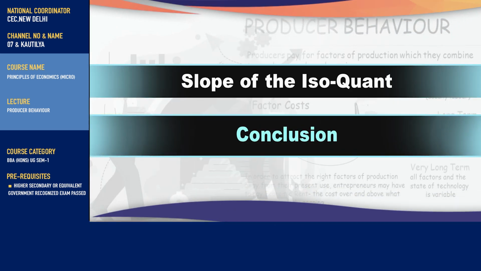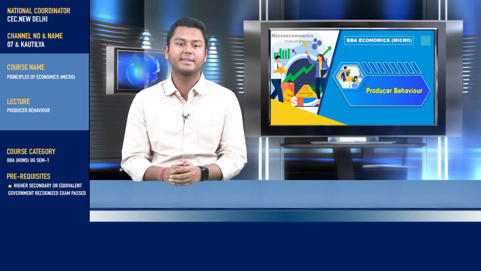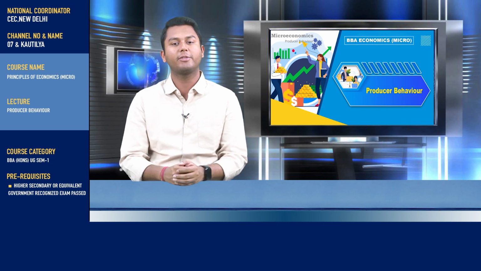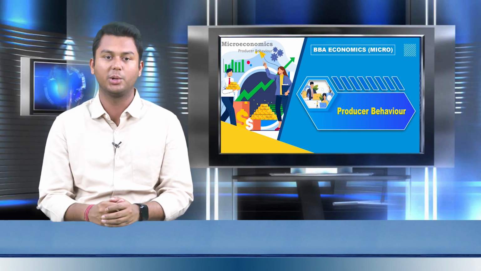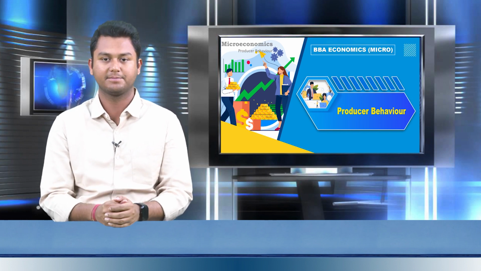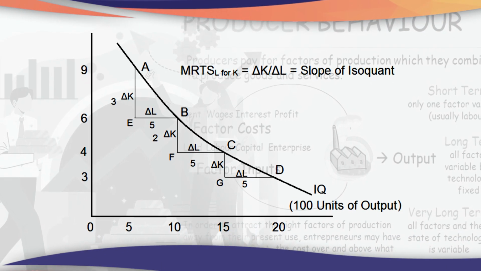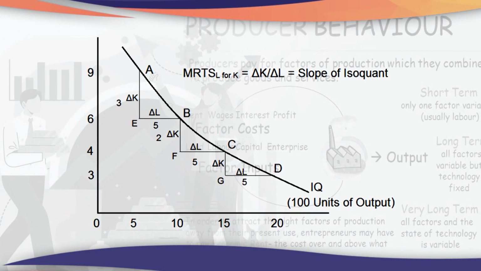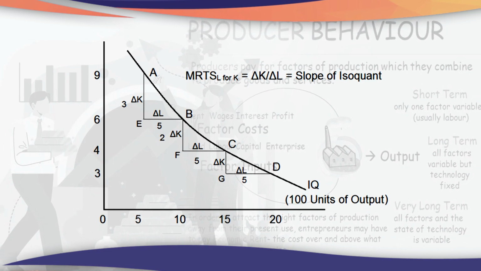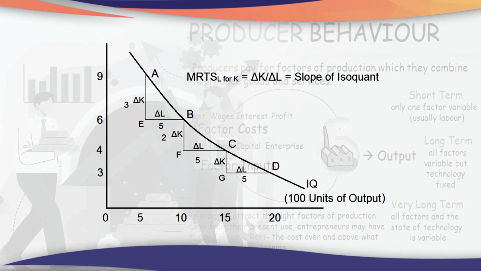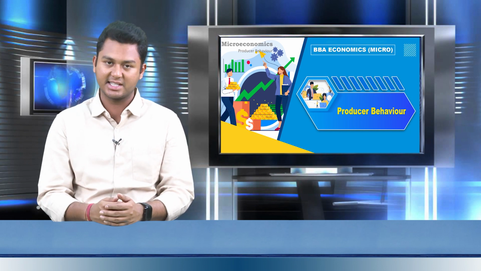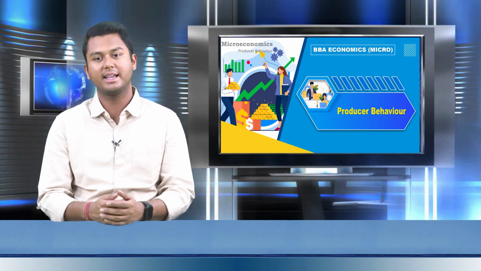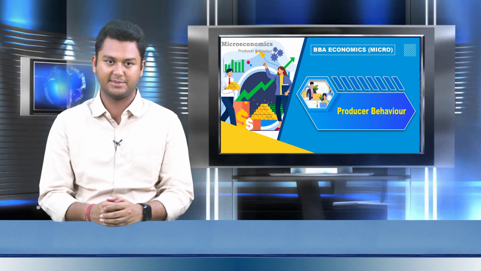So if we conclude this section, then we can say that the slope of an isoquant is a crucial concept in production theory, as it determines how inputs can be substituted while keeping output constant. The downward sloping nature of the isoquant along with diminishing marginal rate of technical substitution helps firms optimize their resource allocation. By analyzing the slope, businesses can make strategic decisions to improve efficiency and reduce costs of production.